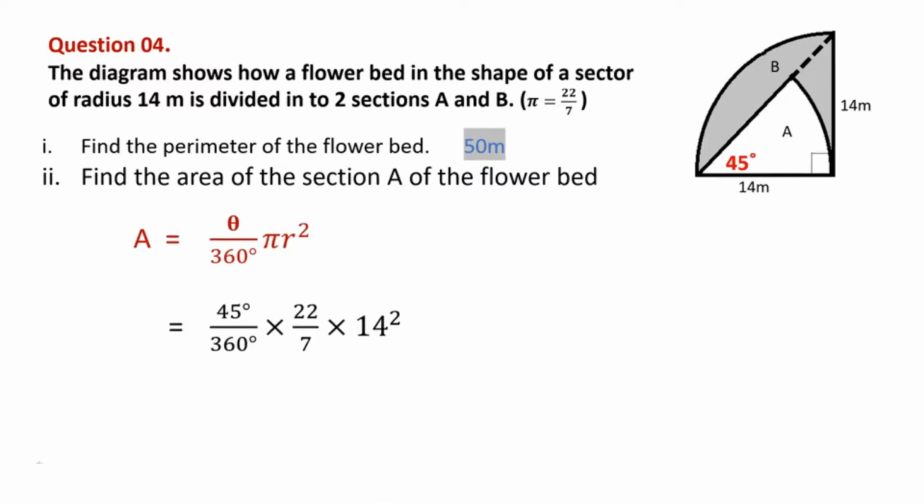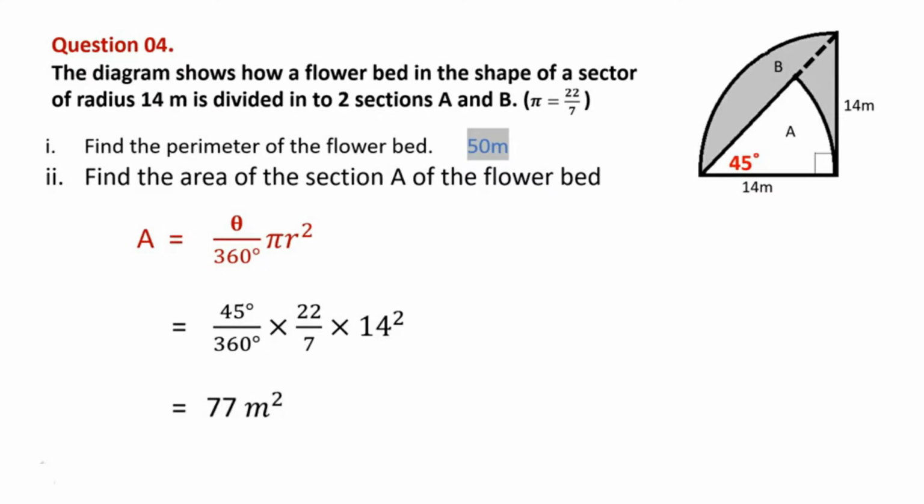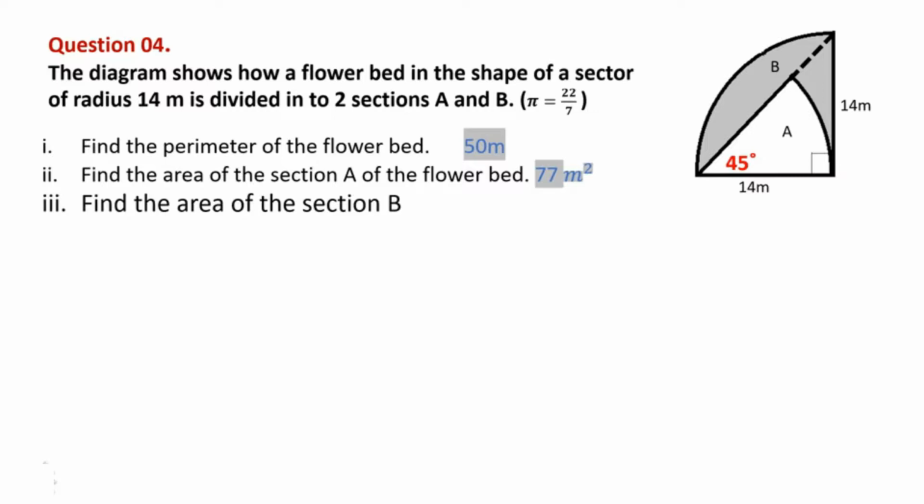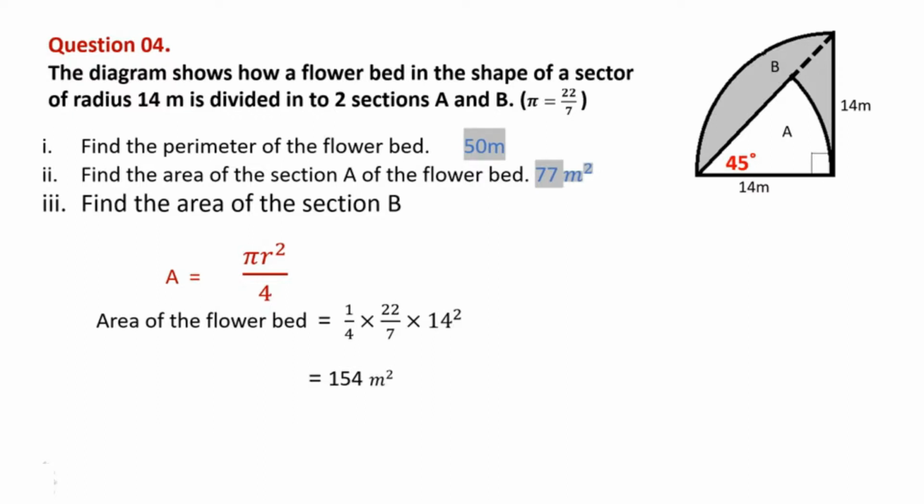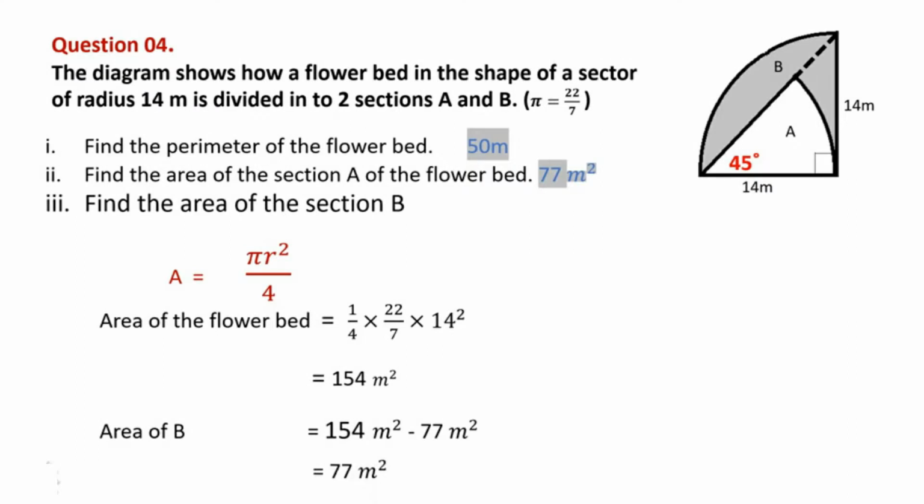Applying that to the equation of finding the area of a sector, we get the answer to be 77 meters squared. The third part of the question is to find out the area of the section B. Now, first of all, we have to find out the area of the flower bed. For that, we apply the equation of area to the quarter circle, and then you get the answer as 154 meters squared. From this, you subtract the area of the section A in order to find out the area of section B. So that gives you 77 meters squared as the area of section B.